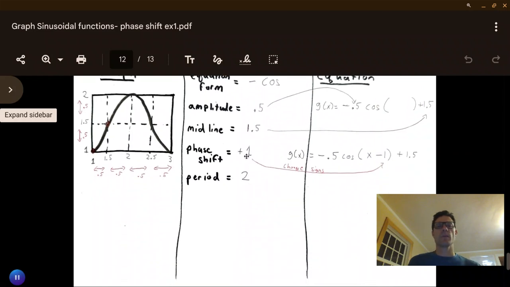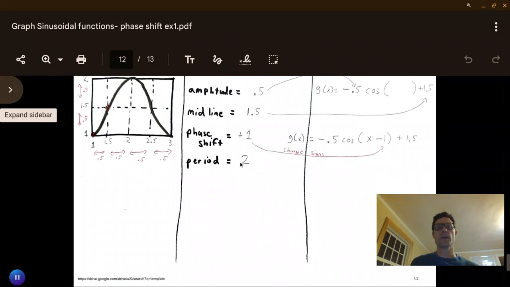The first thing I'm going to implement is the phase shift. And what's tricky is that even though the phase shift is positive 1, when it goes into the equation, we change the sign. We change the opposite one. So if this had been -1, then we do x plus 1, right? So it always flips. So that's one tricky thing about the phase shift.